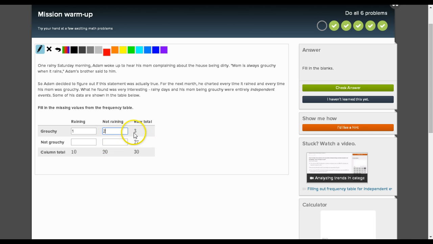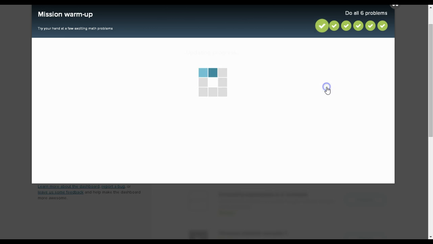It's always going to be 1 day out of every 10 that mom is grouchy. Doesn't matter if it's raining or not. These are equivalent ratios, all three of these. So that's what it means to be an independent event. So how many would I put in here? Well, if there's a total of 10, then I have to put 9 more in there, right? And if there's a total of 20 and I only have 2, I have to put 18 more in there. And that's how that's done.